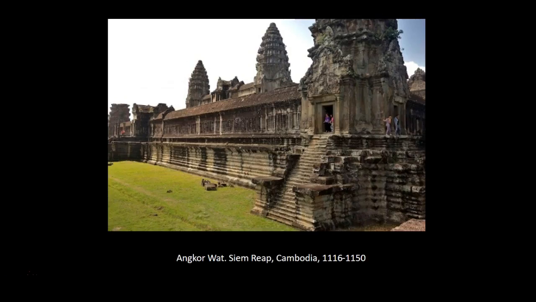Angkor Wat is dedicated to the Hindu god Vishnu. We saw a bronze statue of him in our last segment, who was one of the three principal gods in the Hindu pantheon. Shiva and Brahma are the others. Among them, he is known as the protector. The major patron of Angkor Wat was King Suryavarman II, whose name translates as the protector of the sun.